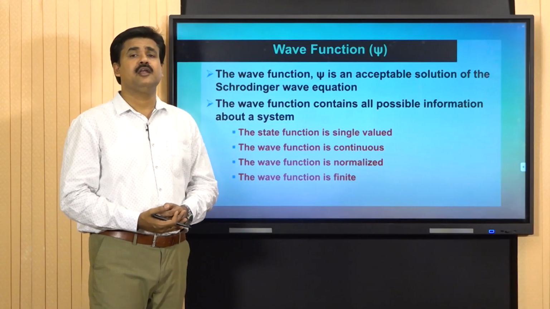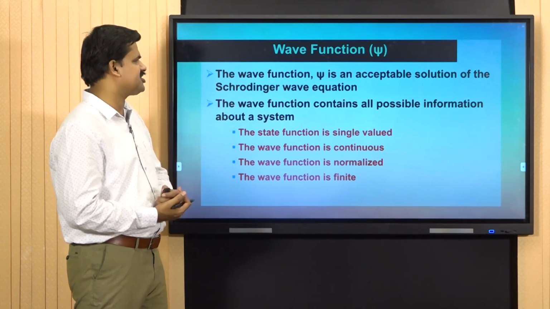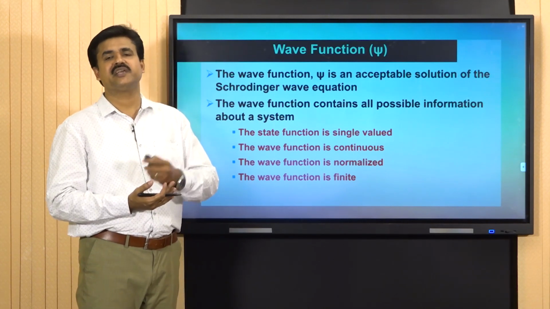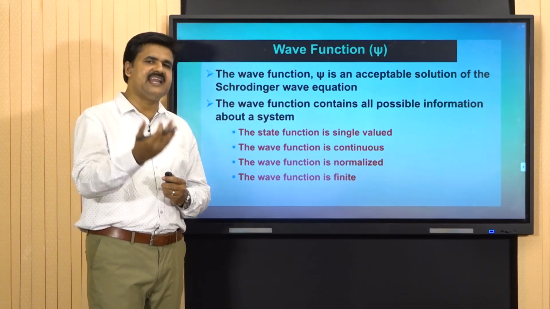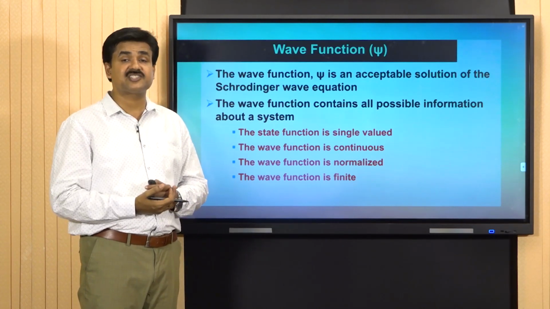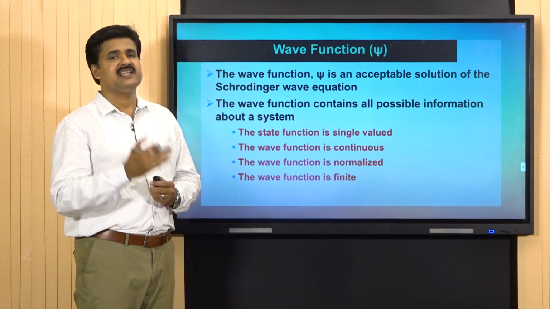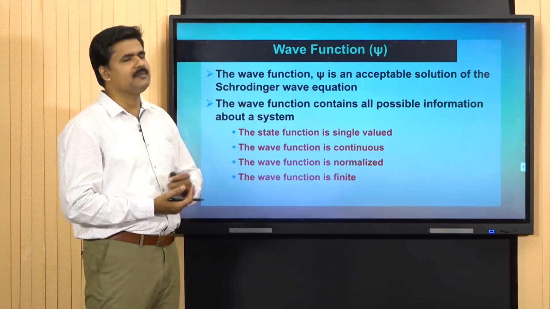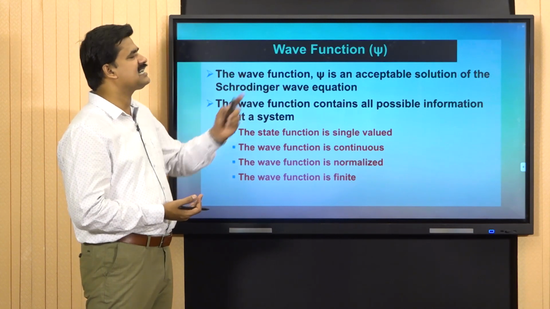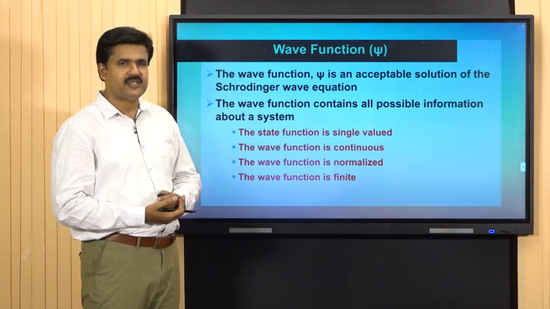Now, we can move on to the wave function. The wave function psi is an acceptable solution of the Schrodinger wave equation. We already learned that the Schrodinger wave equation is a second order partial differential equation. It may have more than one solution. In such a case, one of the acceptable solutions is taken as psi.